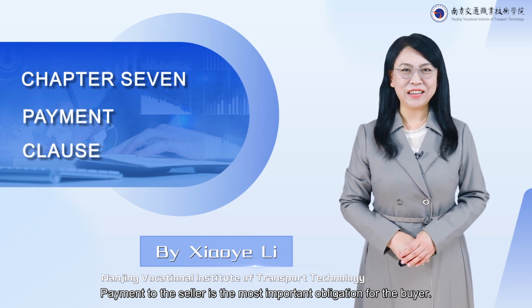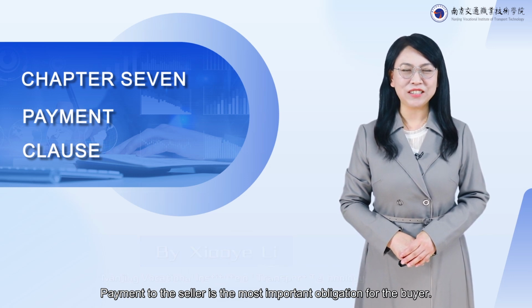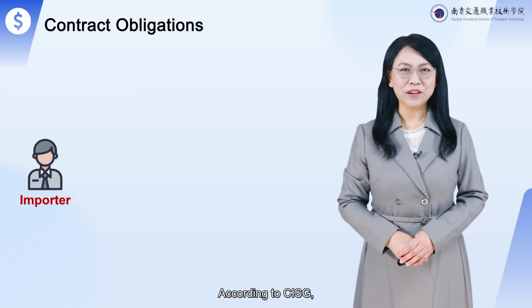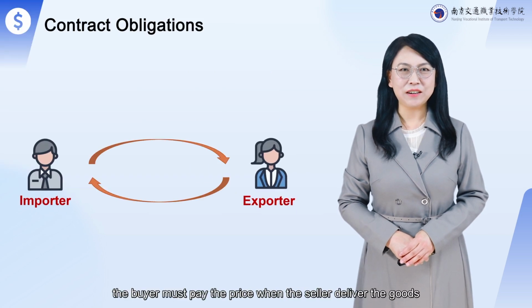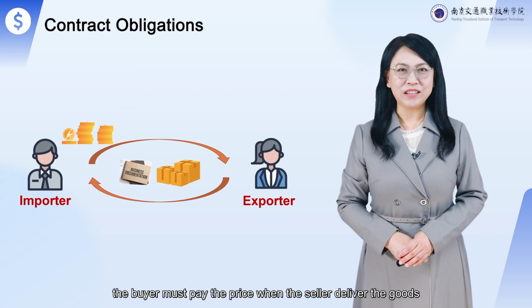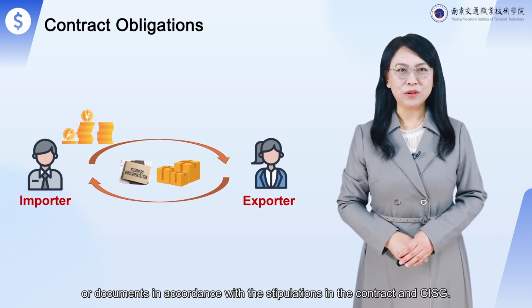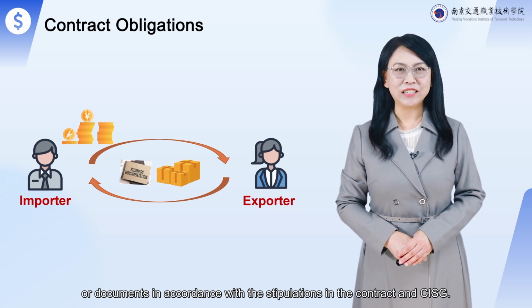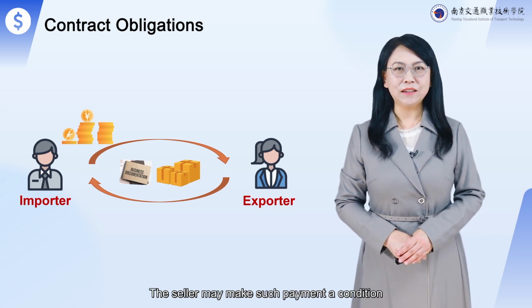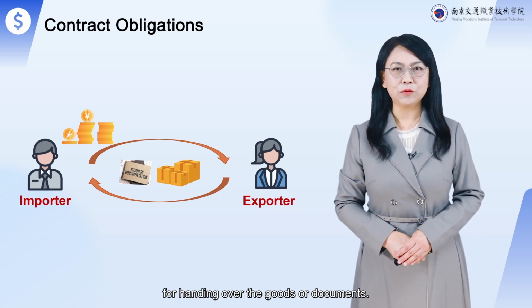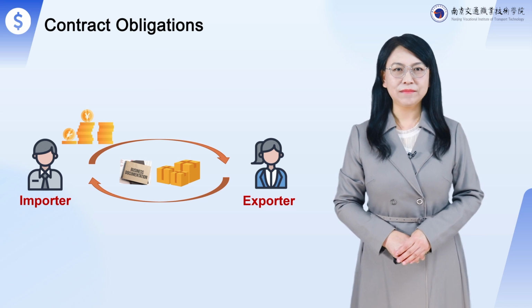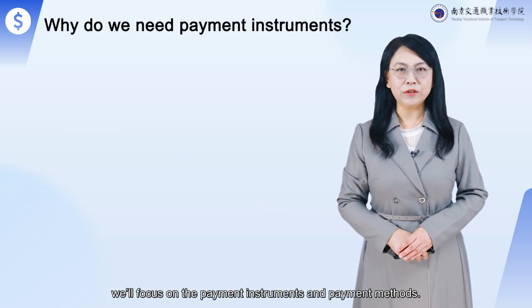Payment to the seller is the most important obligation for the buyer. According to CISG, the buyer must pay the price when the seller delivers the goods or documents in accordance with the stipulations in the contract and the CISG. The seller may make such payment a condition for handing over the goods or documents. In this chapter, we'll focus on the payment instruments and the payment methods.